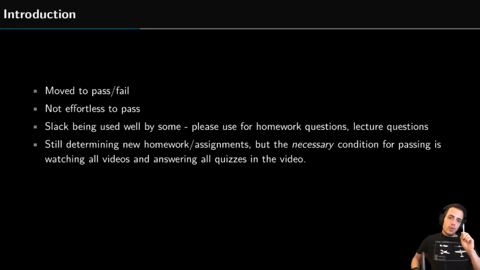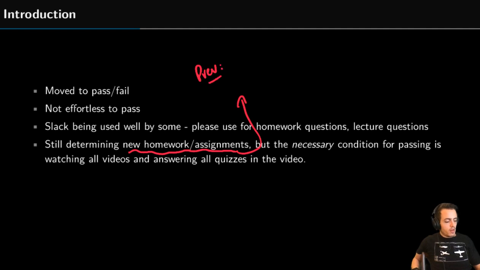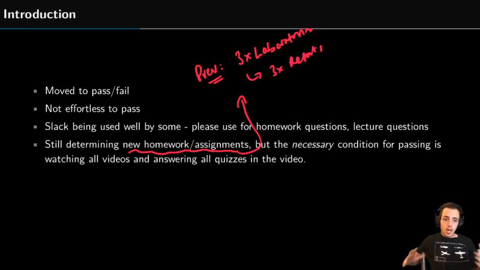So let's give you a moment to read that. And what do I mean by this? I'm still determining new homework and assignments for this course. So what we would have had before, or what the previous assignments would have been, we had 3 large laboratories. So we'd had 3 large data acquisition experiments, and then you would have had 3 reports to make. You'd have had a small report, a large report, and a poster report to do as a group.